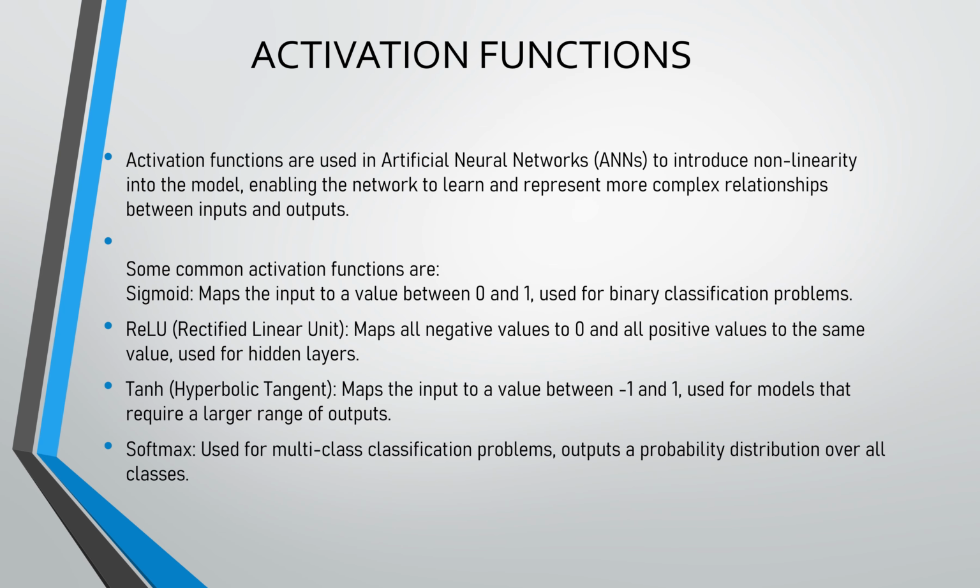Activation functions. Activation functions are used in artificial neural networks to introduce non-linearity into the model, enabling the network to learn and represent more complex relationships between inputs and outputs. Some common activation functions are sigmoid, rectified linear units, hyperbolic tangents, and softmax.